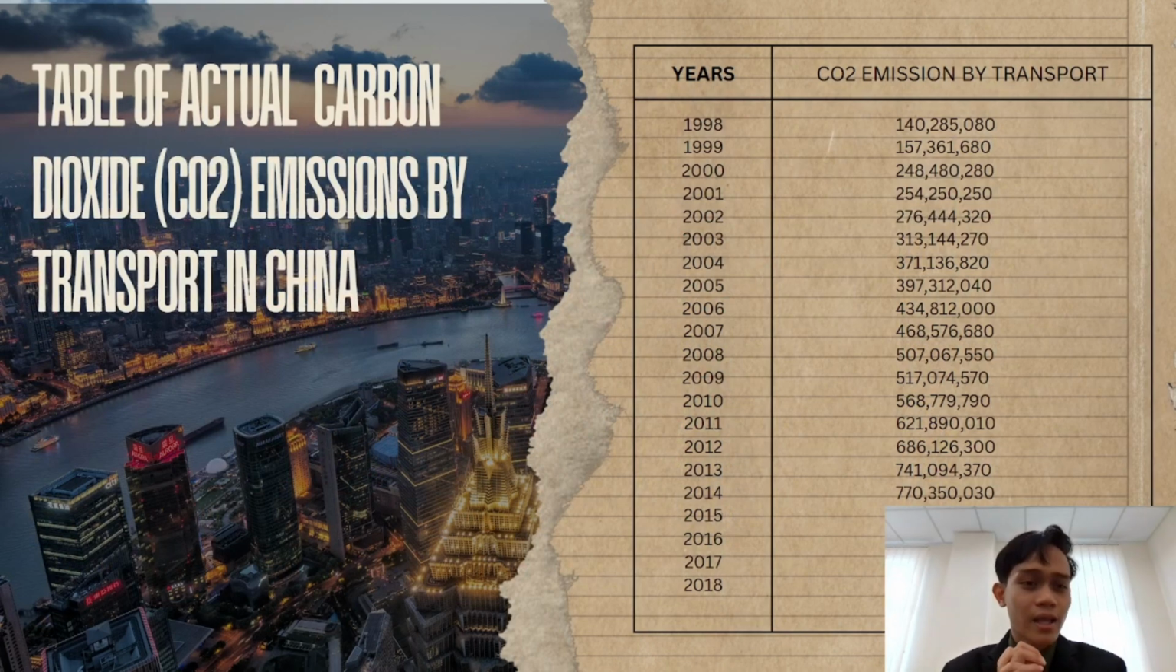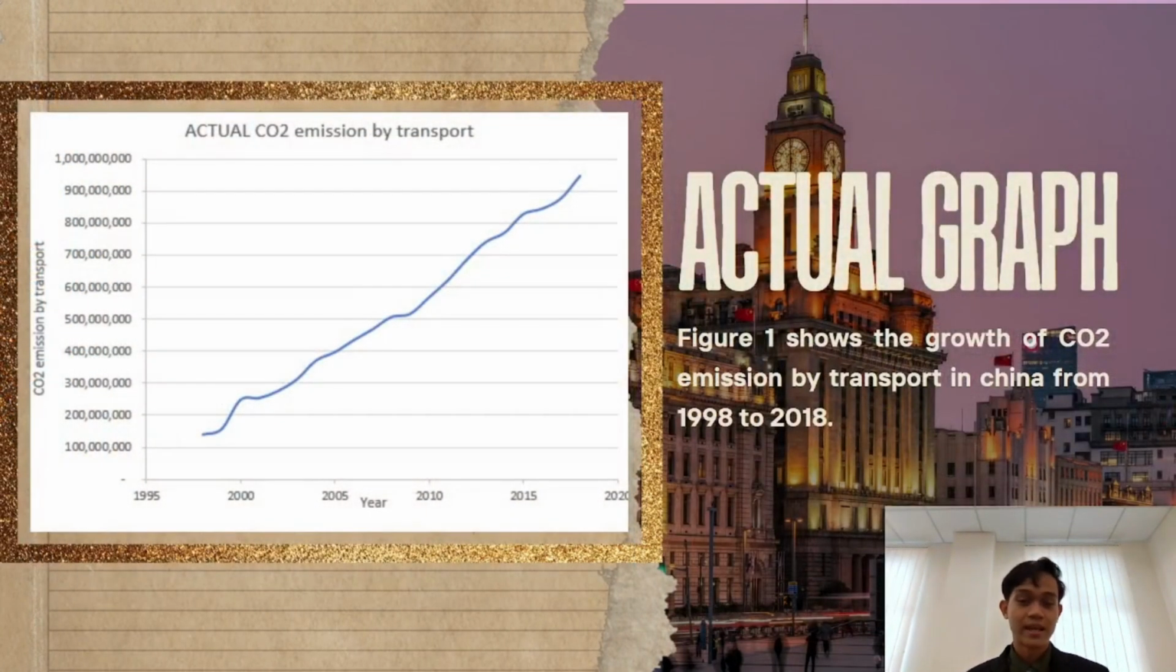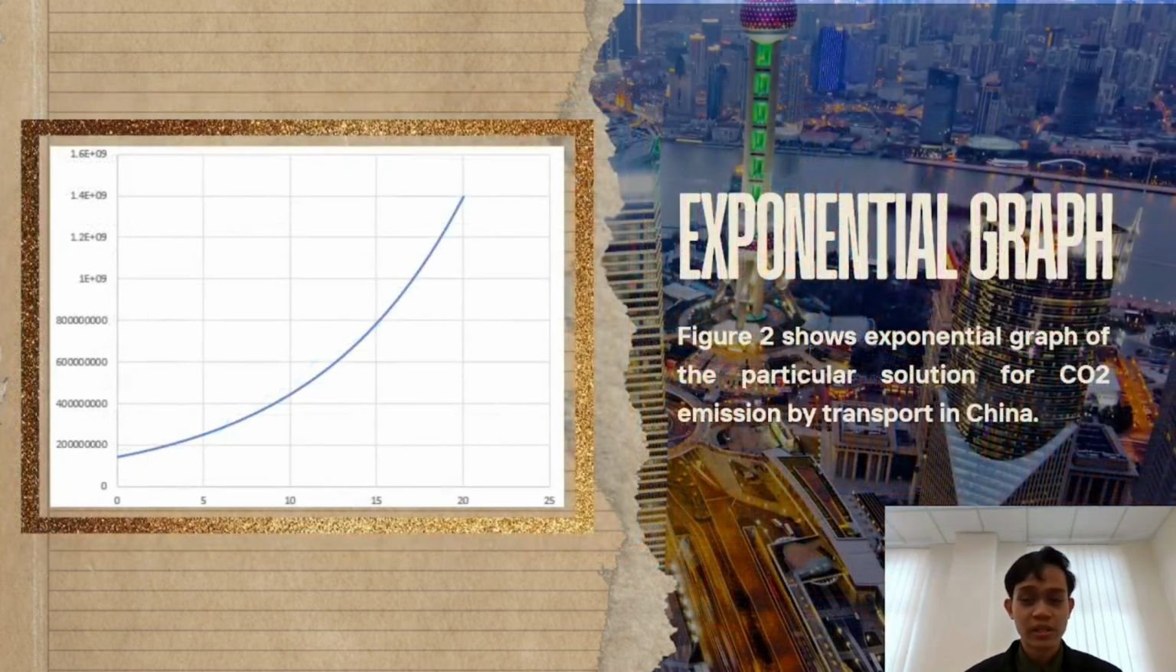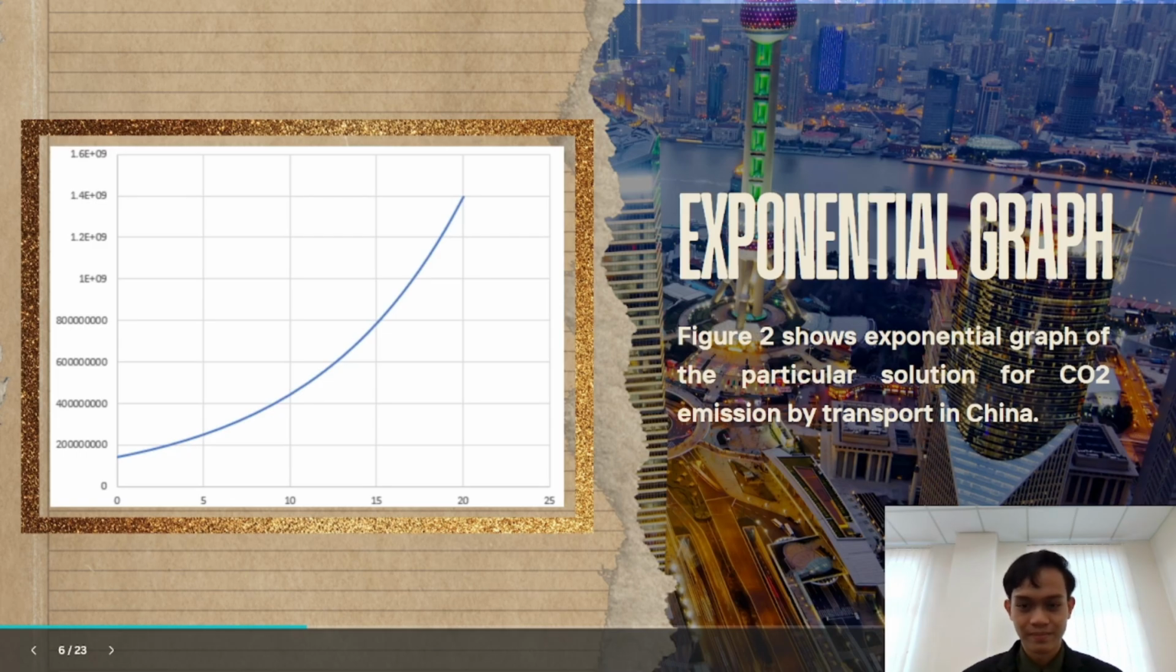So first of all, this is the table of actual carbon dioxide emissions by transport in China. As we can see, from the year 1998 to 2018, the CO2 emission by transport increases until it reaches this number. So this is the actual graph of the transport. As we can see, it increases, then decreases a little bit, and then the increase is not high. Then it increases exponentially around 2010 to 2015, then to about 2018. So this is an exponential graph that we have calculated using P(t). As it shows, it goes up exponentially.